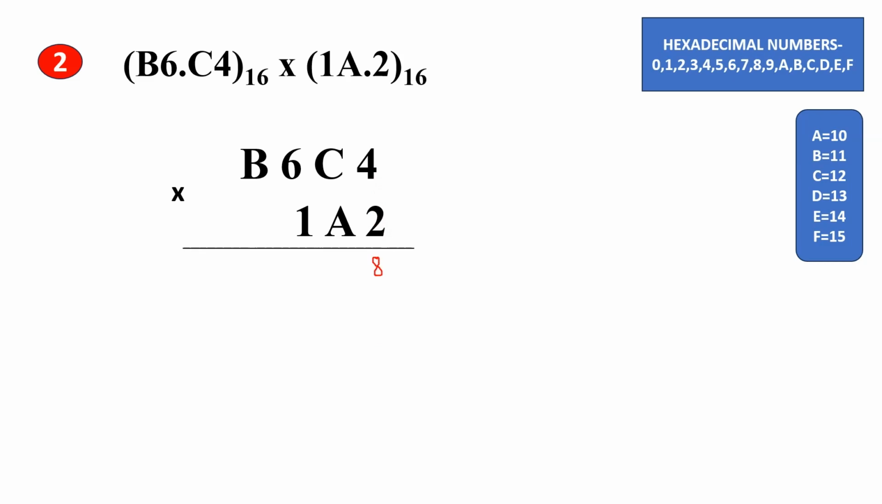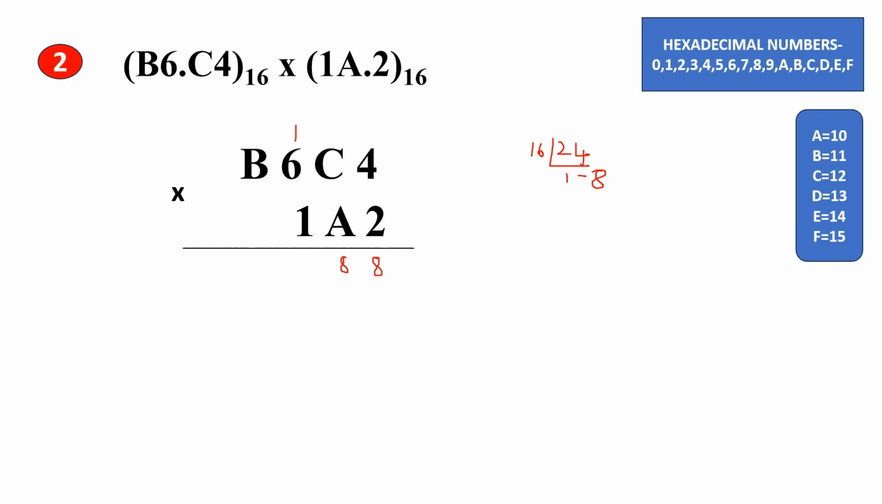Then C into 2 gives us 24. So 24 is not a hexadecimal digit. To convert it, divide by 16. So you get the quotient 1 and the remainder 8. So write the 8 here and the remainder 1 here.